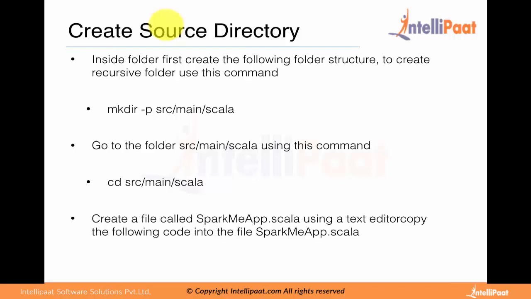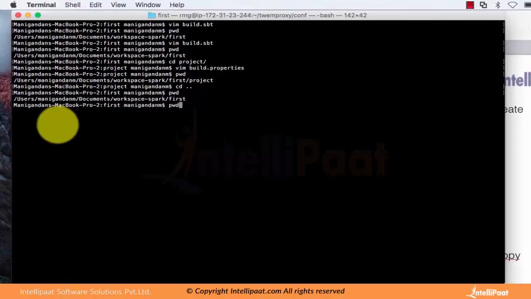Since we are going to deal only with Scala for this example, go ahead and create the folder with mkdir -p src/main/scala. This is a short form for creating these nested folders recursively. Since I have already created this folder, you can bypass it. But if I run mkdir -p again, it will say the folder is already available.